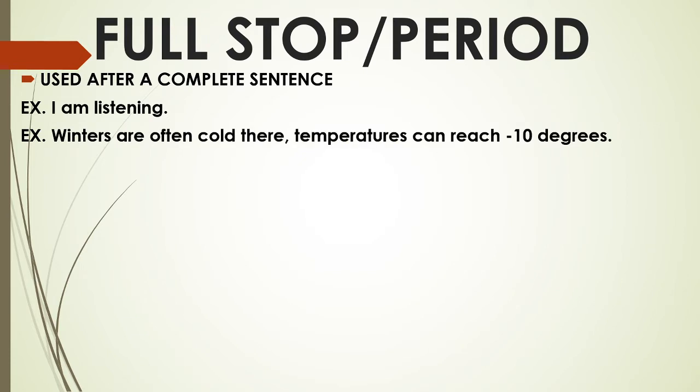Look at this sentence. Winters are often cold there. Temperatures can reach -10 degrees. You must be thinking, what is wrong with the sentence? Because we cannot choose to put a comma and continue after there. Winters are often cold there is itself a complete sentence.